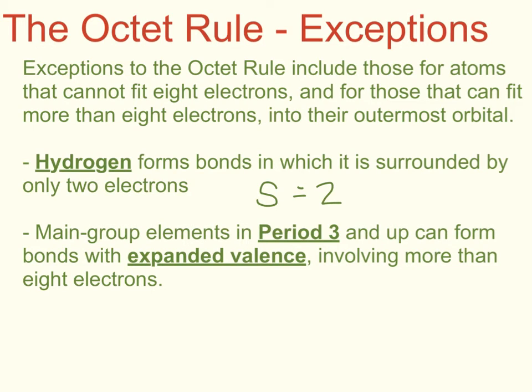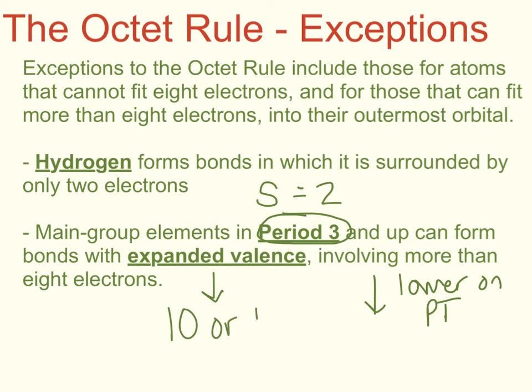The other exception is main group elements in period 3. So pay attention, that's period 3 of the periodic table and up. I know this seems confusing. Up means additional periods, so period 4, period 5, period 6. But as you're looking at the periodic table, this is actually going lower on the periodic table. So when you get to row 3 or lower on the periodic table, they can form bonds with expanded valence, which involves more than 8 electrons. Expanded valences are usually going to hold 10 or 12 electrons.